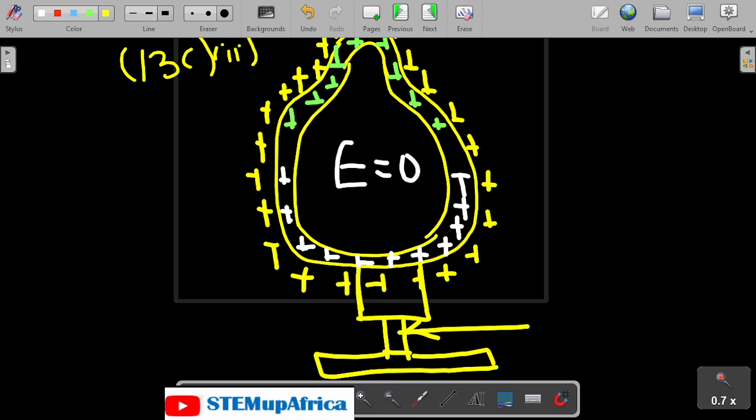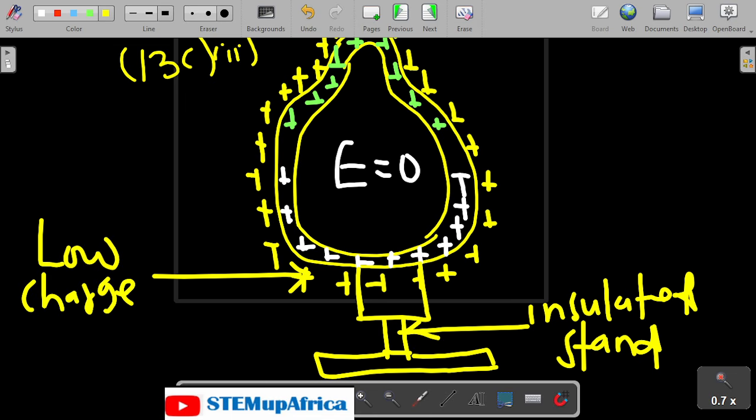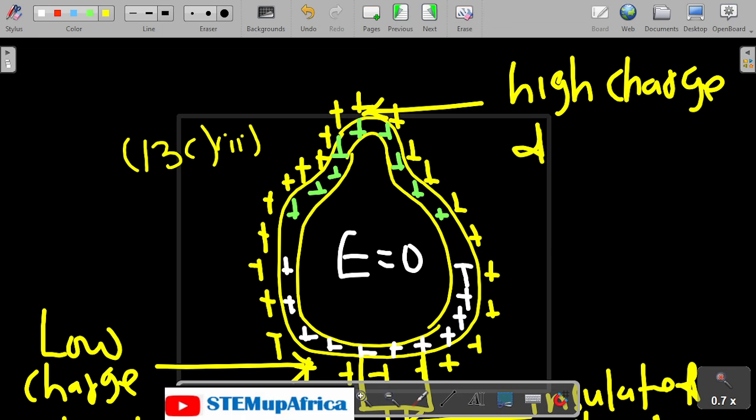Here's our insulated stand, just like the first one. Then here we have the low charge density. Here is our low charge density. Then the upper part is our high charge density. So this is what we have as 13C.